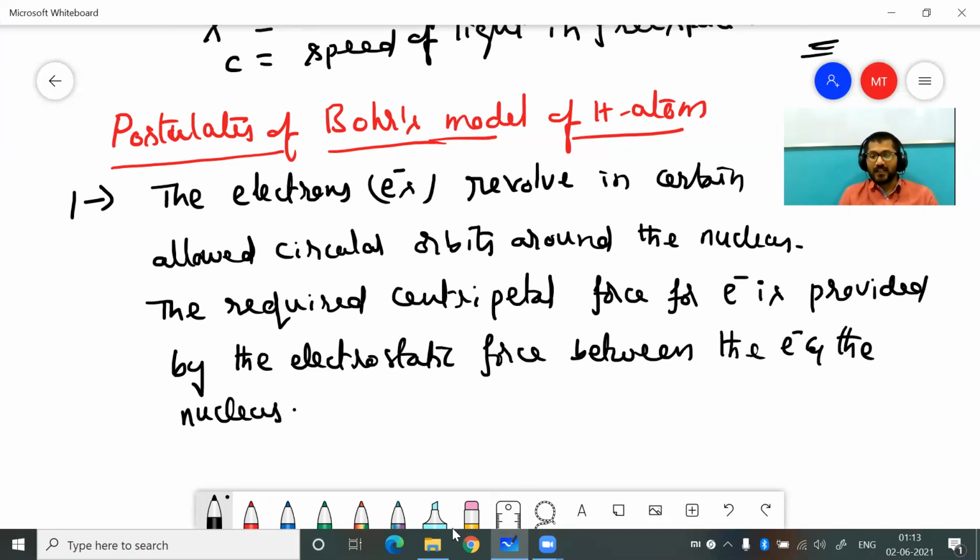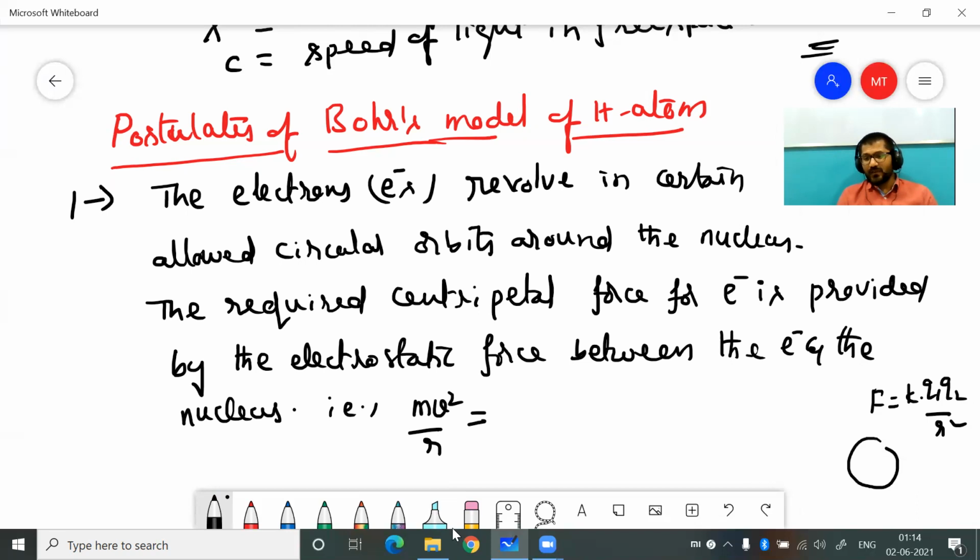According to this, centripetal force is represented as mv square by r. It is provided by the electrostatic force. So the electrostatic force expression will be k into q1 q2 by r square, where k is 1 by 4 pi epsilon naught. It is a constant. When a negatively charged electron is revolving around the positively charged nucleus of charge Ze, q1 is e, q2 is Ze. Then by substituting, we get 1 by 4 pi epsilon naught into Ze square by r square. We will take this as equation 1 from the first postulate.